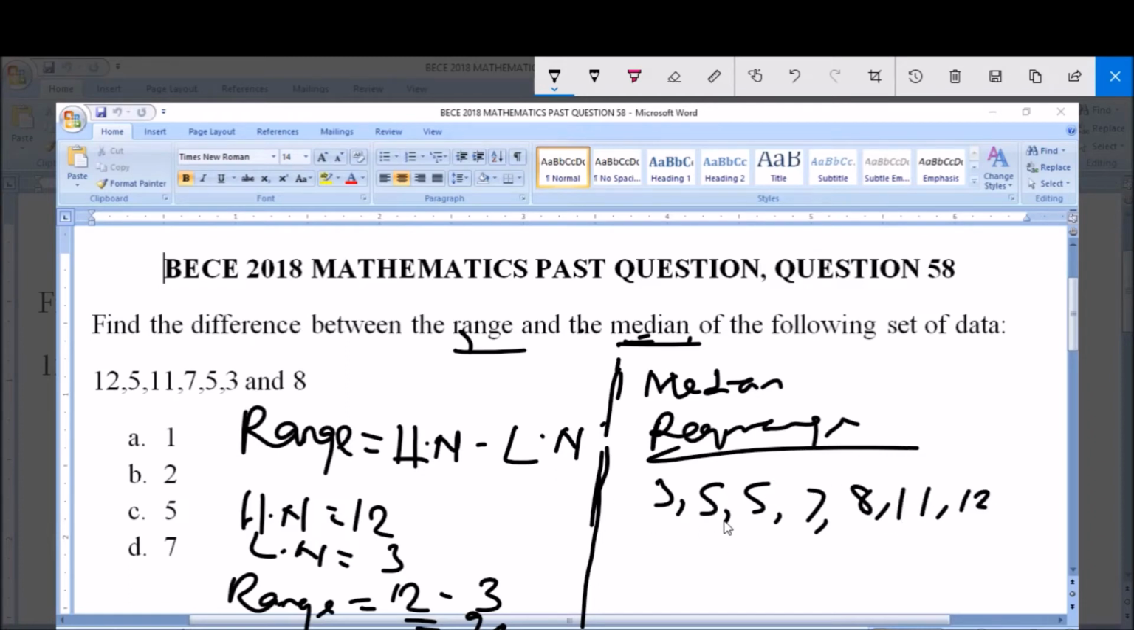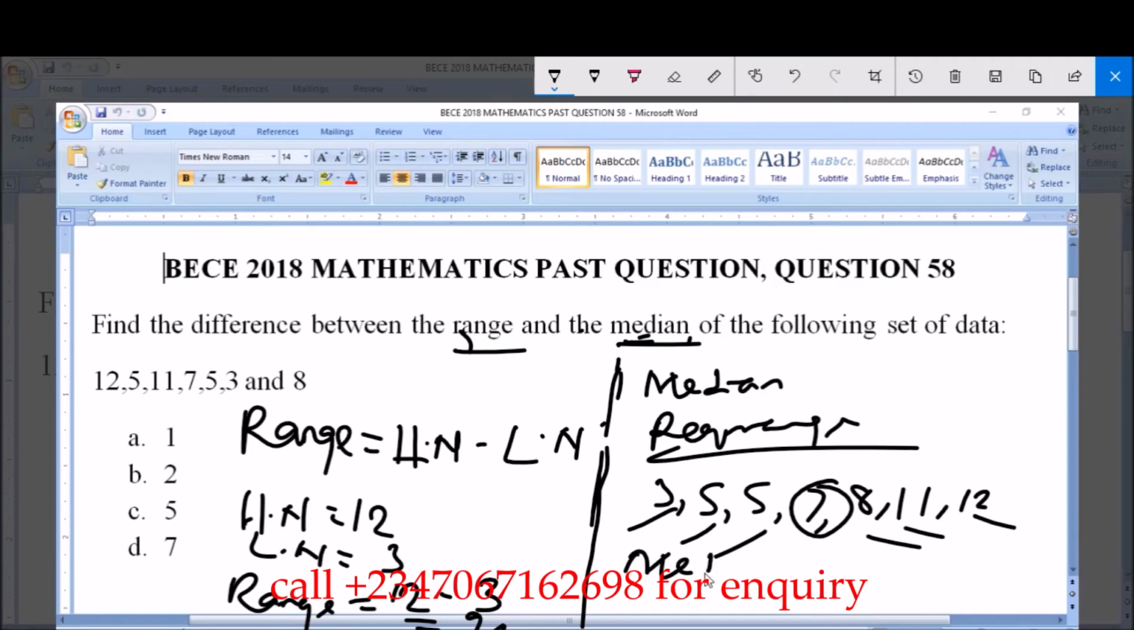Now we find the median, that is the middle number here. This is 1, 2, 3, this is 1, 2, 3. So the middle number here is 7. Therefore median is equal to 7.